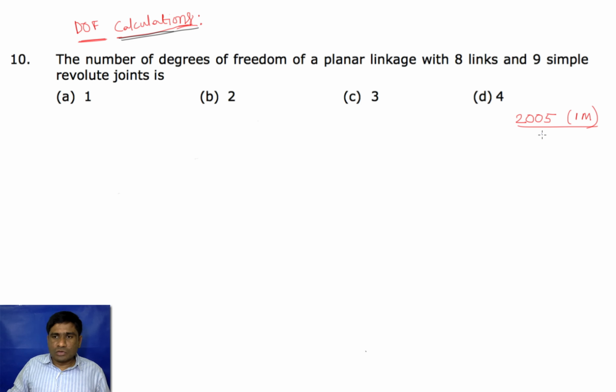This question was asked in 2005 for 1 mark. This is quite an easy, straight one. The number of degrees of freedom of a planar linkage with 8 links and 9 simple revolute joints. Whenever we say 9 revolute joints, all pairs have only 1 degree of freedom. So what is the degree of freedom? Straightforward. So that is 3 into (n minus 1).